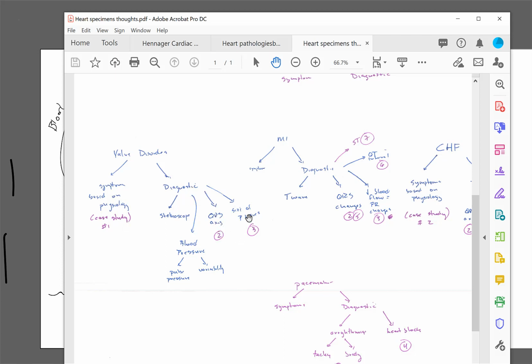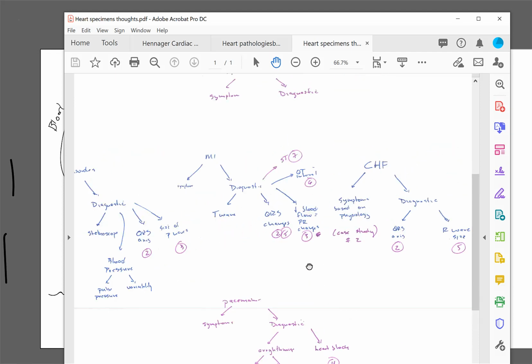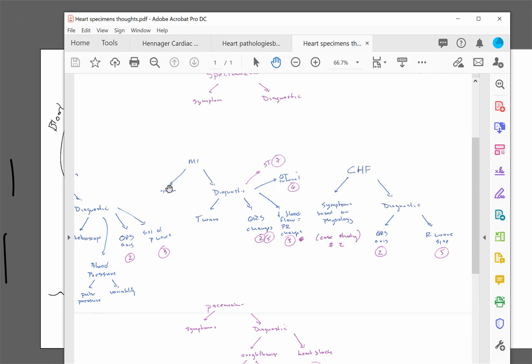So we're going to go over EKG. We're going to do things like the size of the P wave and the QRS axis. You could also measure blood pressure variability, and pulse pressure could tell you that you have a heart disorder. We've been talking about that a little bit. MI, the symptoms, you would know those: pain on the left, and women usually feel uncomfortable, feel really faint. How would you diagnose it? You can diagnose it with changes in the T wave, ST changes, so that's a stress test, and the QT interval.